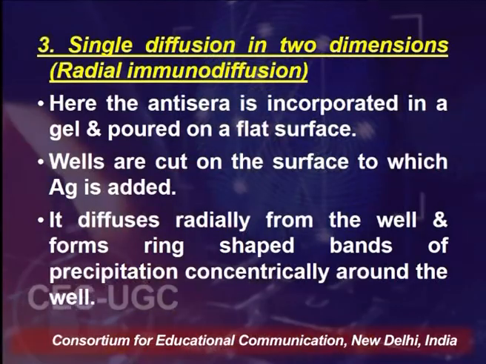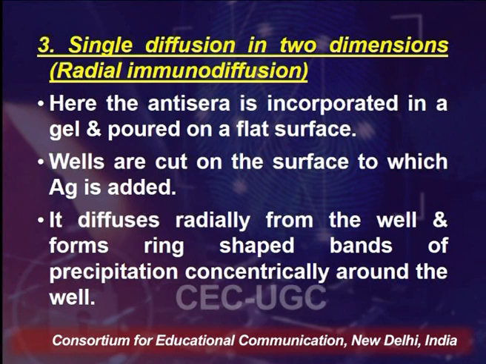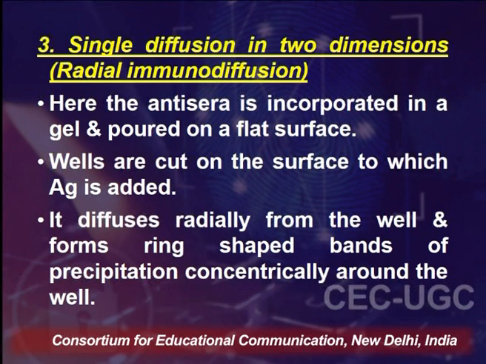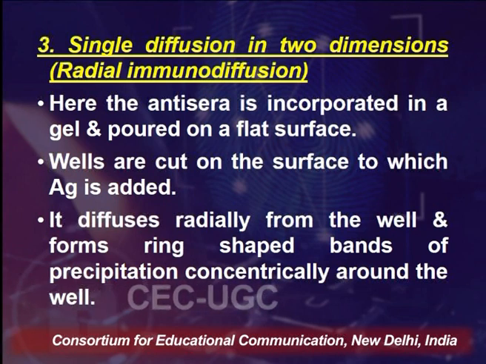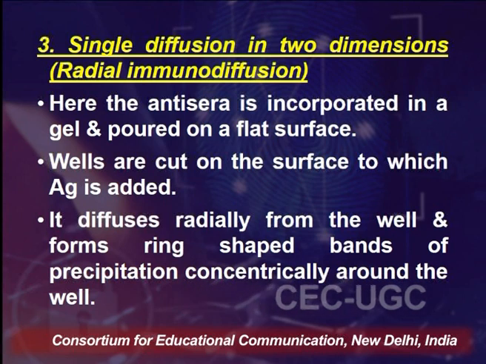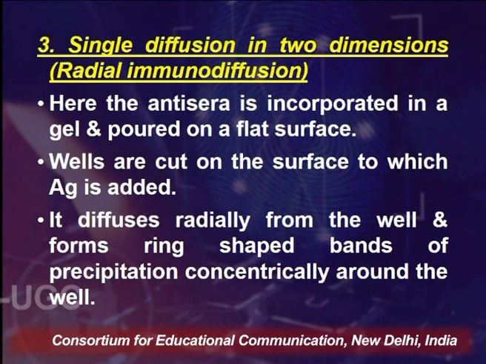Now the third part is the single diffusion in two dimensions, also known as radial immunodiffusion. In this technique, the antibody is incorporated in a gel and it is poured on a flat surface. Wells are cut on the surface to which antigen is added, and it diffuses radially from the well and forms ring-shaped bands of precipitation concentrically around the well.